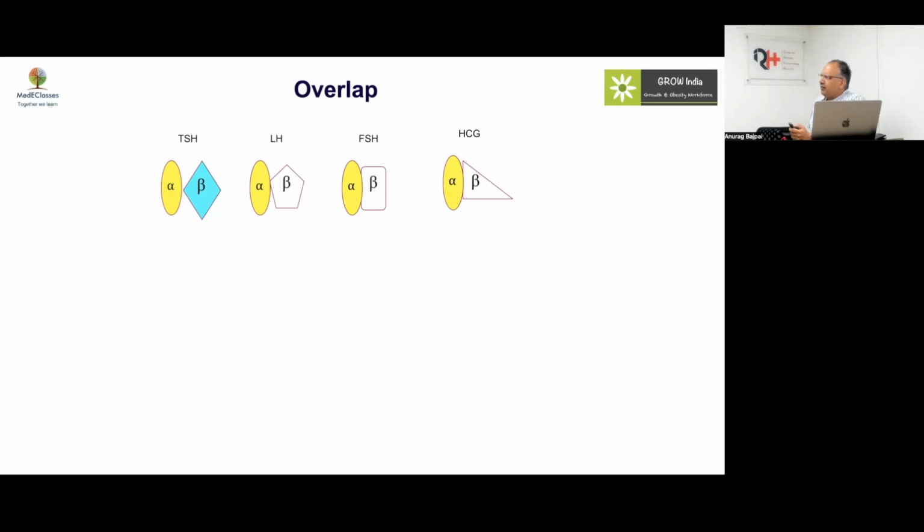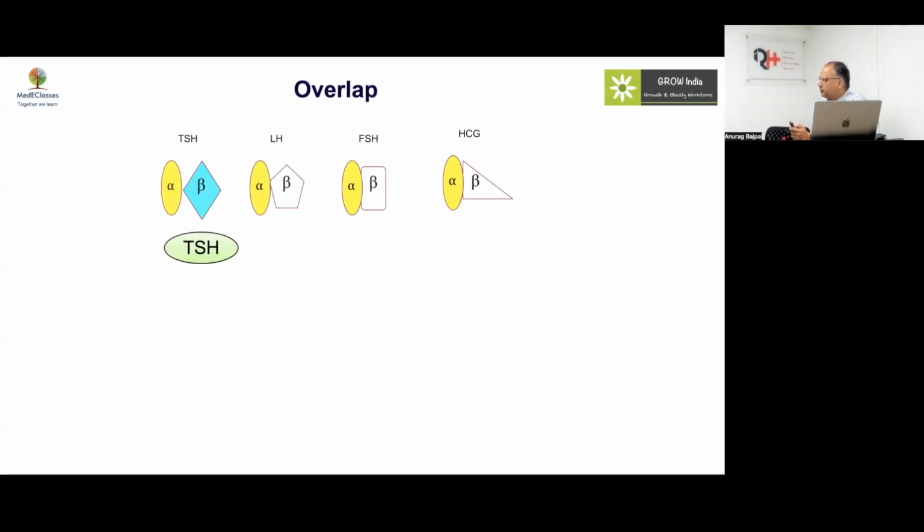You have got alpha and beta subunit. Alpha subunit is the same for TSH, LH, FSH and HCG, and the beta units are similar. So what it tells you is that if your TSH is very high, it can act on the FSH receptor. If your HCG is very high, it can act on the TSH receptor. So this sort of an overlap can happen.